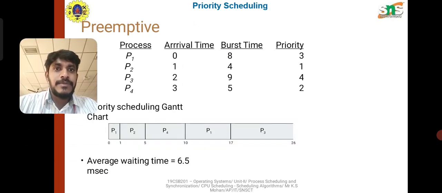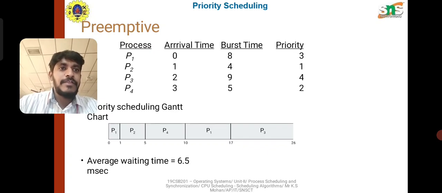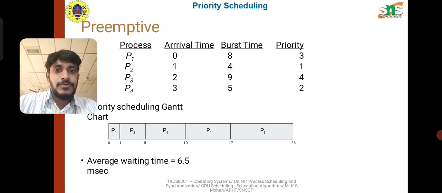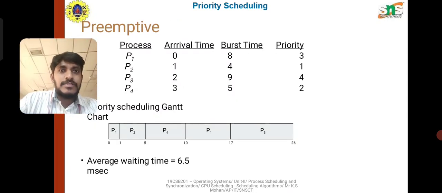For the preemptive example we have P1, P2, P3, P4. Arrival times are 0, 1, 2, 3. Burst times are 8, 4, 9, 5. Priorities are 3, 1, 4, 2. The average waiting time is 6.5 milliseconds. So we can have these kinds of processes for preemptive and non-preemptive.